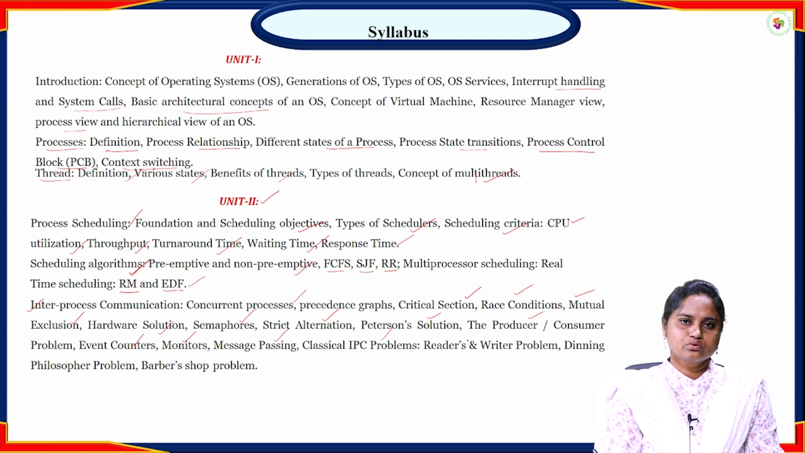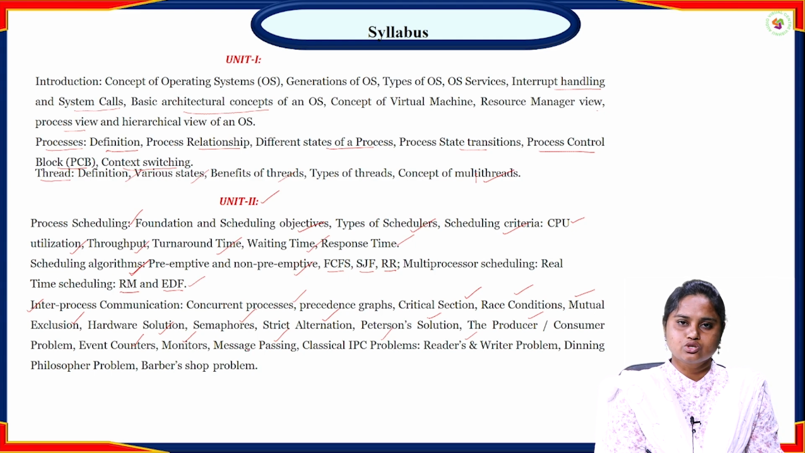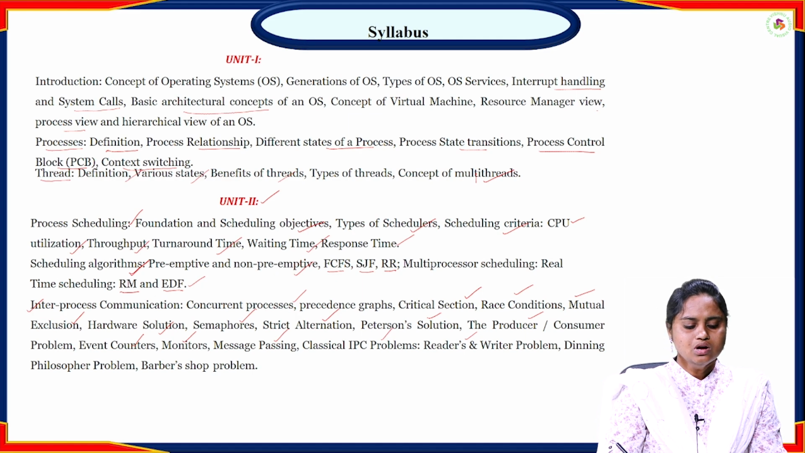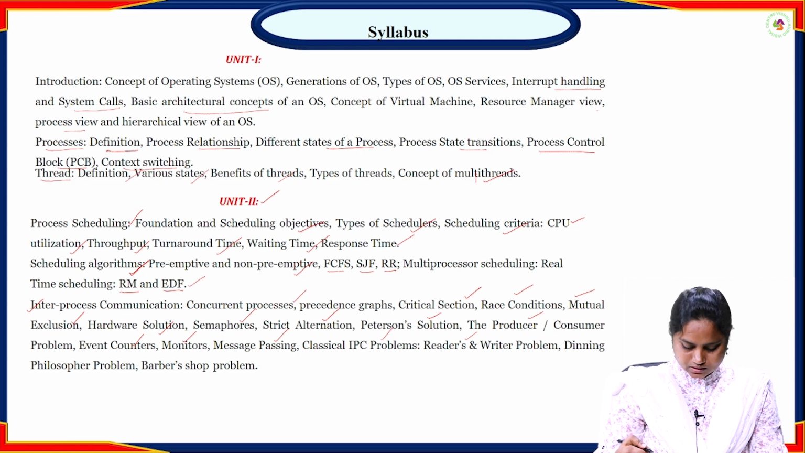So by using semaphores, how we are going to provide the solution for the readers and writers problem, and at the same time the producer and consumer problem also. And after that, we have the dining philosophers problem, and the last one, that is the barbershop problem. So these are the classical synchronization problems, and by using semaphores and in some conditions by using monitors, we are going to provide solutions for these classical synchronization problems in the second unit. So in the second unit, we are mainly concentrating on CPU scheduling, and after that, inter-process communication, that is the synchronization between each and every process.